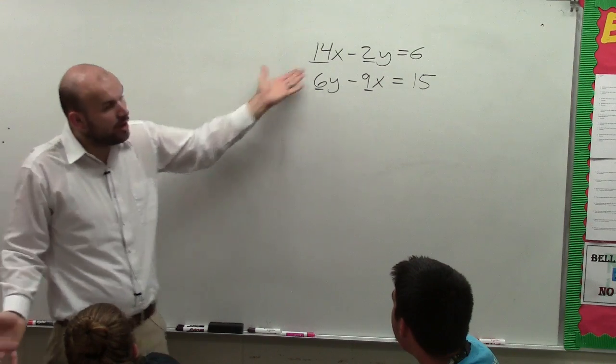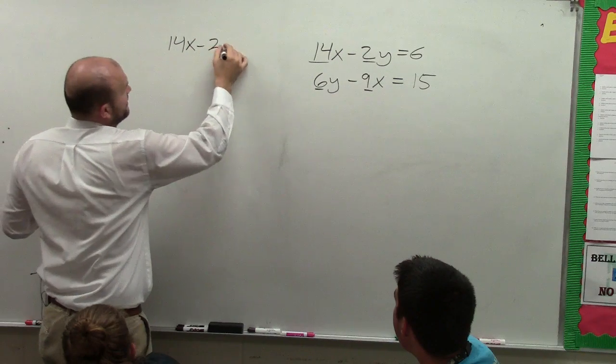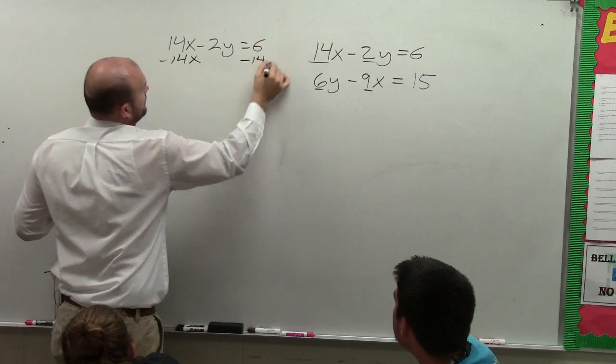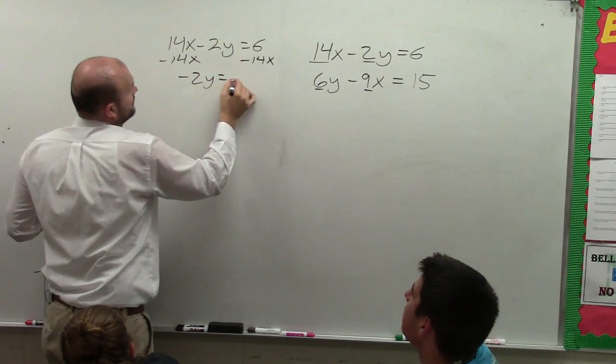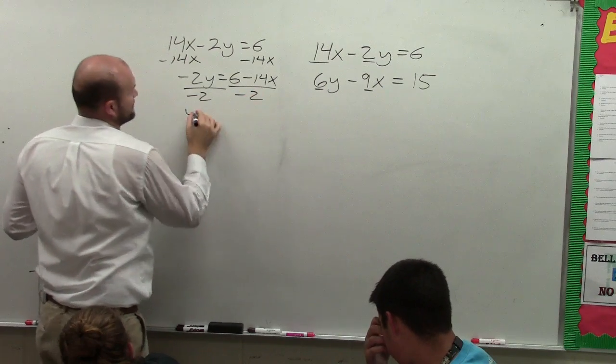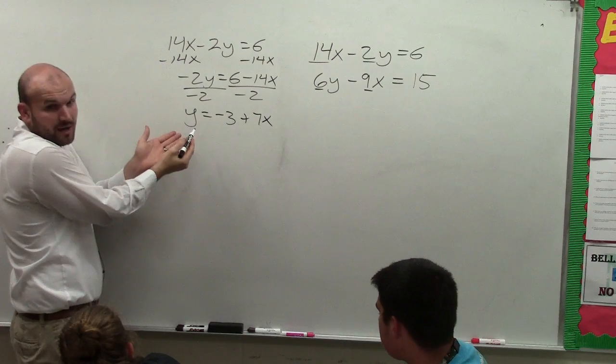Yeah, you could still say, oh, I want to do substitution. I like substitution. I am going to solve 14x minus 2y equals 6 for y. So you'd subtract 14x, and you have negative 2y equals 6 minus 14x. Divide by negative 2. Y equals negative 3 plus 7x. So you can still solve for y, right?